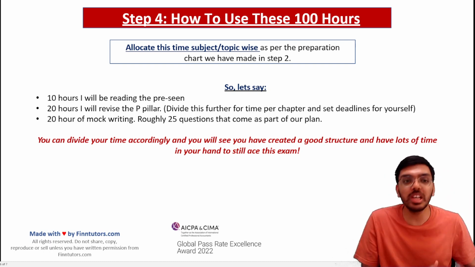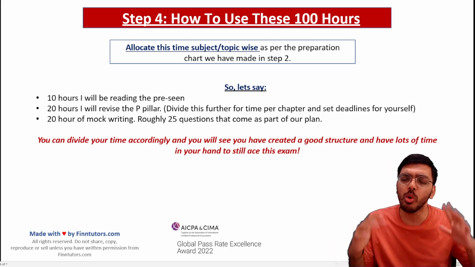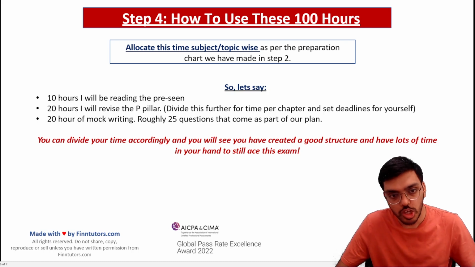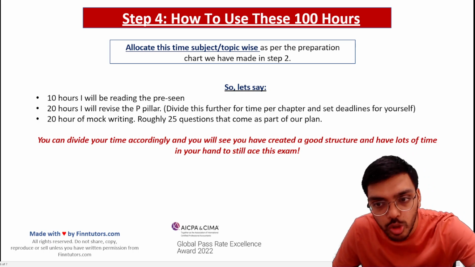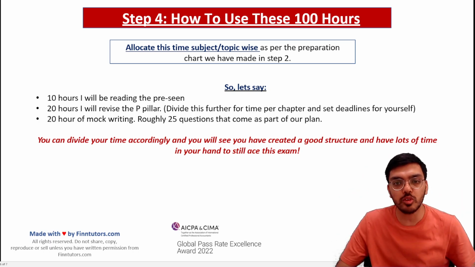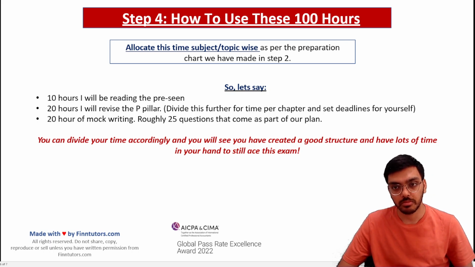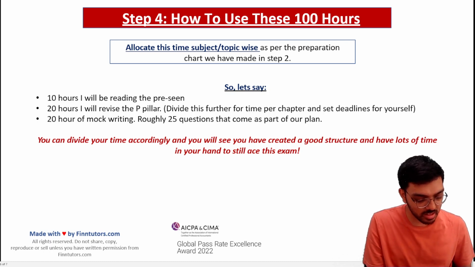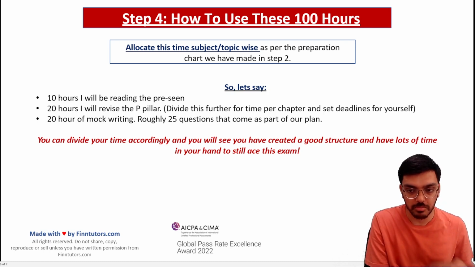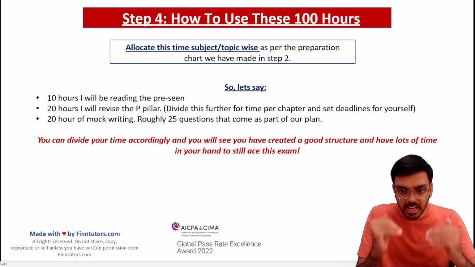where now you only have to focus on mock writing and pre-seen reading. More than enough time. So if you divide your time accordingly, you will see you've created a good structure and have lots and lots of time on your hands to still ace this exam. So you need to sit and break it down. I have E3 remaining, these many hours, E3 I will complete. I have P2 remaining, for example, these many hours, P2 I will complete. Side by side, you're breaking it down hour-wise.